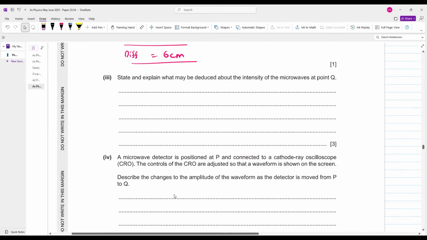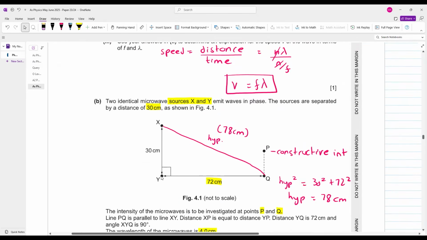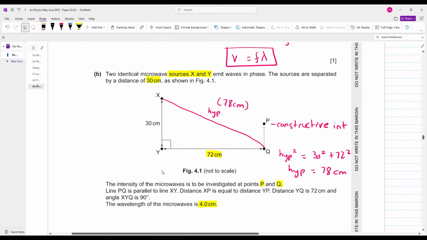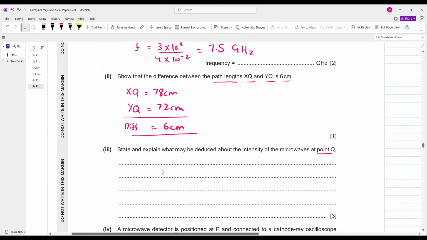State and explain what may be concluded about the intensity of the microwaves at point Q. अच्छा जी, इंटेंसिटी ऑफ माइक्रोवेव्स के बारे में एट पॉइंट Q हम क्या कंक्लूड कर सकते हैं? Please focus on the board. Now, can you realize that the path length का difference is 6 centimeter? What will be the path difference between X and Y?